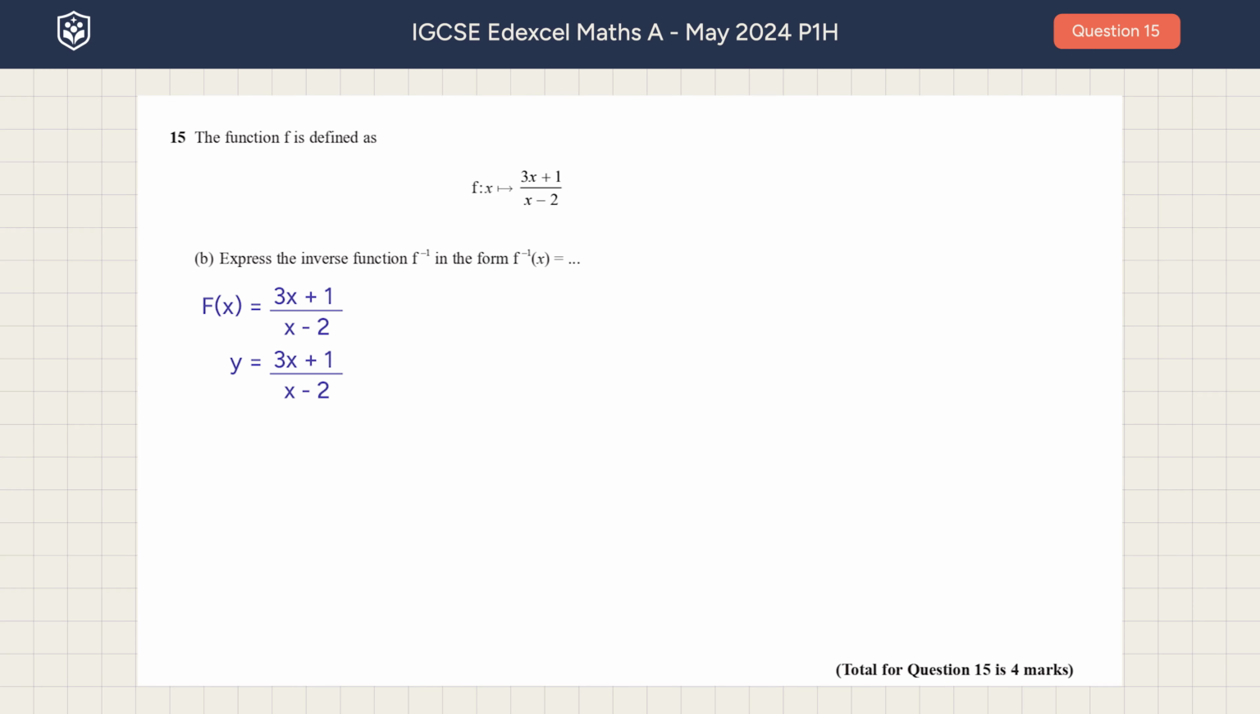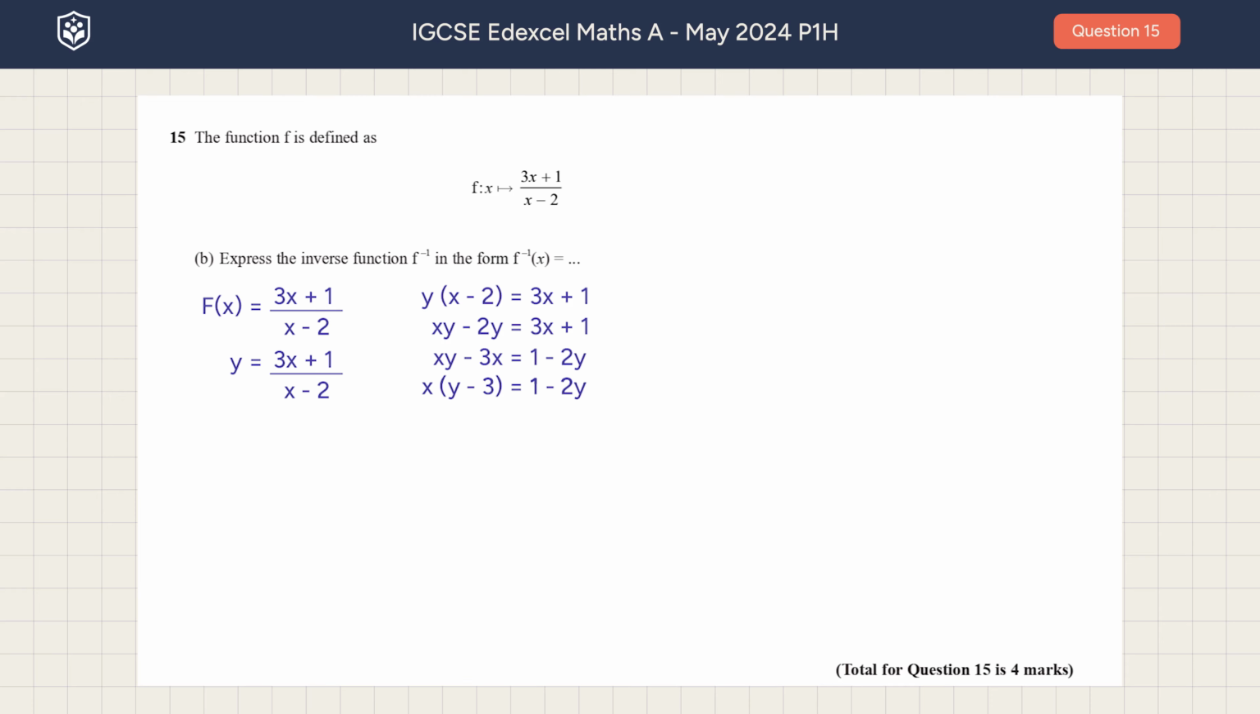Then we cross-multiply to take away the fraction, so y(x minus 2) equals 3x plus 1. Then we expand the bracket to get xy minus 2y equals 3x plus 1. Now let's make x the subject by collecting the terms with x on one side. So let's write it as xy minus 3x equals 1 minus 2y. Then we factorize x to make x(y minus 3) equals 1 minus 2y.